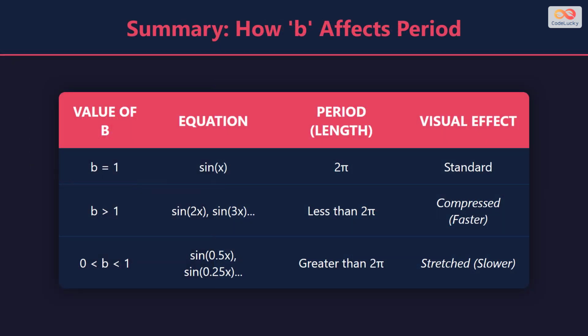Here is a summary of how the coefficient b affects the graph. If b is 1, we have the standard 2 pi period. If b is greater than 1, the period is smaller than 2 pi, resulting in a compressed, faster wave. If b is between 0 and 1, the period is larger than 2 pi, resulting in a stretched, slower wave.